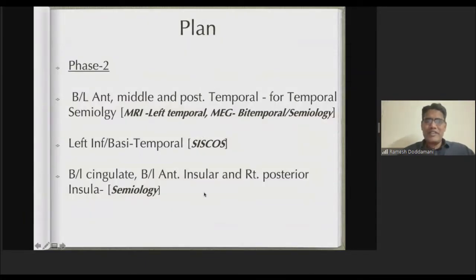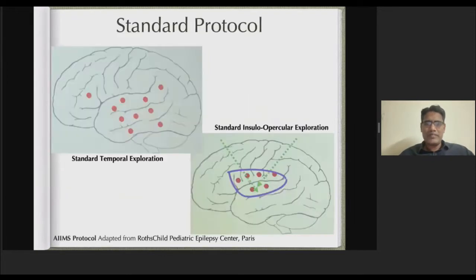We have already discussed extensively the plan of action in this patient, and finally we planned that phase two will be a better option for this patient. So we planned bilateral anterior, middle, and posterior temporal electrodes based on the semiology, as although it was mostly left temporal, there were features of right as well. Apart from that, we implanted a left-sided basal temporal electrode based on the SISCOM finding, bilateral cingulate and bilateral anterior insula, along with a right posterior insular electrode, also planned based on the semiology.